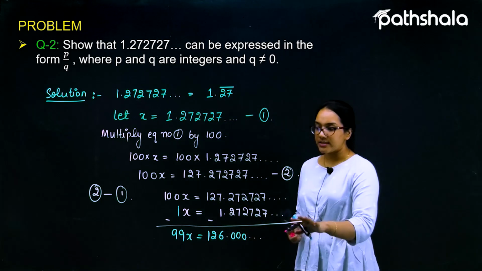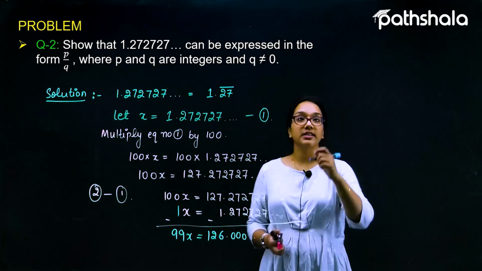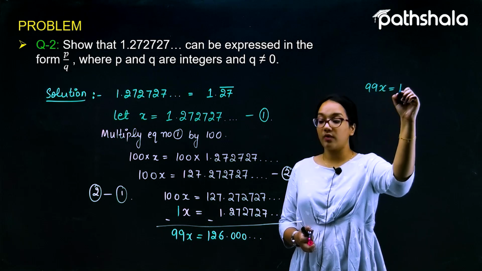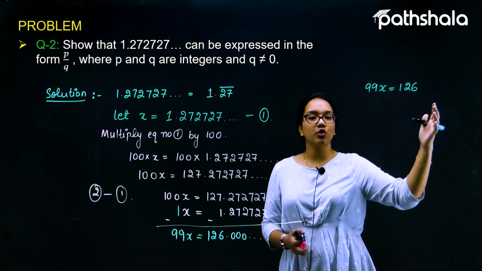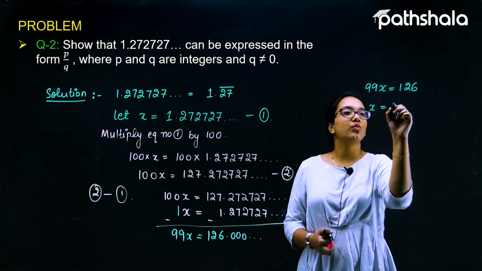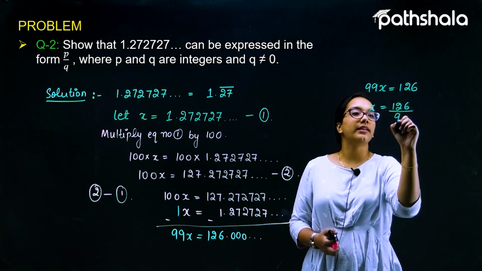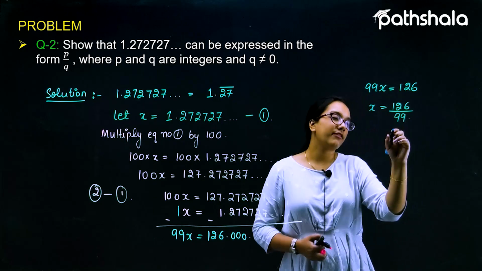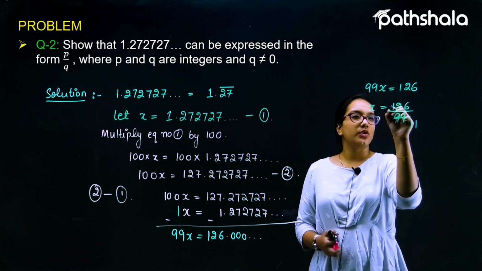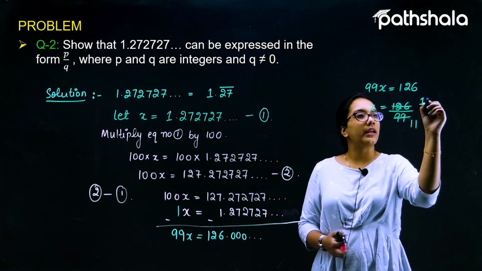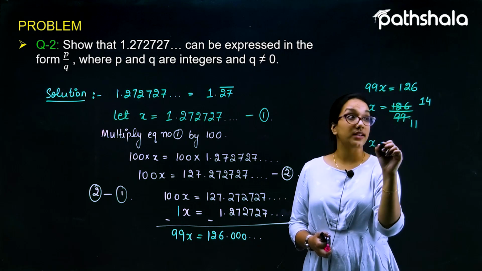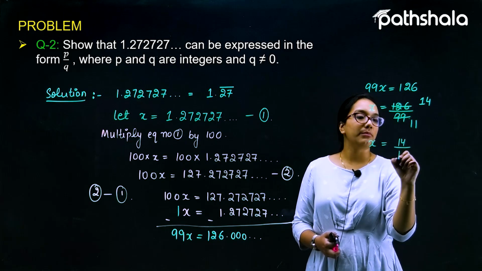So we get 99x is equal to 126. Let's solve it. 99x is equal to 126.000, which means 126. So x is equal to 126 divided by 99. Dividing by 9: 9 into 1 is 9, and 9 into 4 is 36. So the answer is x equal to 14 by 11.